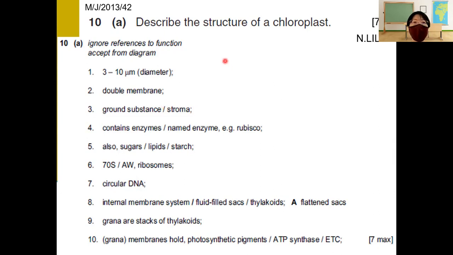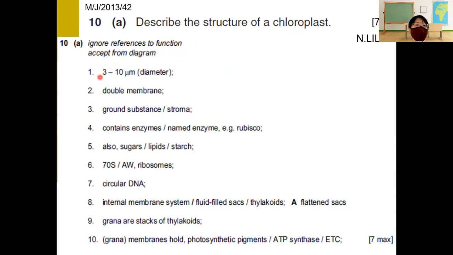Okay, so let's look at the question. So describe the structure of a chloroplast, ignore references to function, because the question asks for structure. So if the student said function, no mark is given for function, so ignore the function. So that's why you need to see the question first, what you need to write. Don't just write, okay, just write what they want.